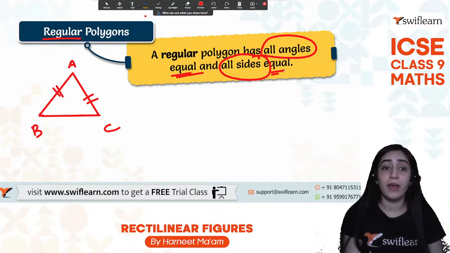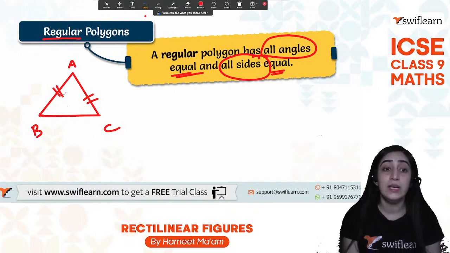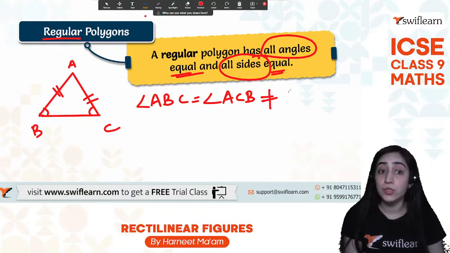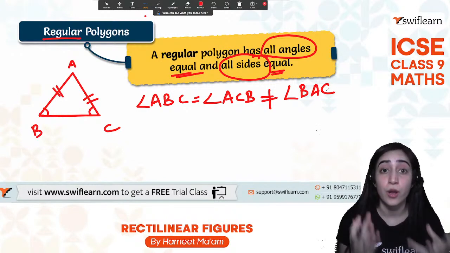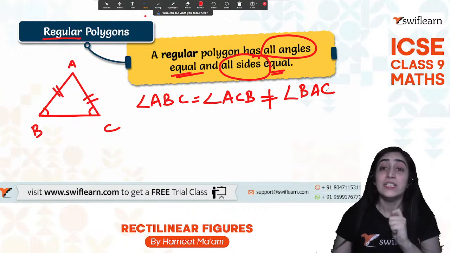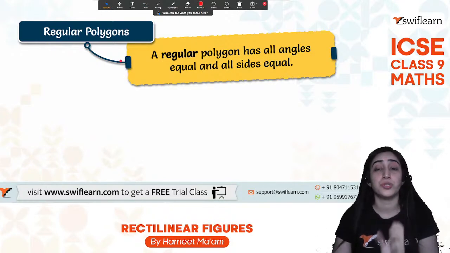equal. Here, only the 2 sides are equal, whereas the third side is not equal. When these 2 sides are equal, that means the opposite angles are equal as well. So angle ABC is equal to angle ACB, but that is not given equal to angle BAC. So when the 3 angles or 3 sides are not equal, we don't put it in the category of regular polygons. All right.